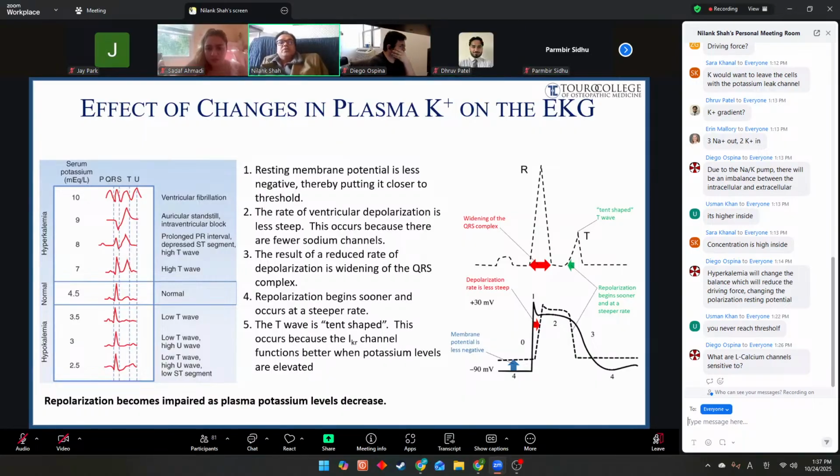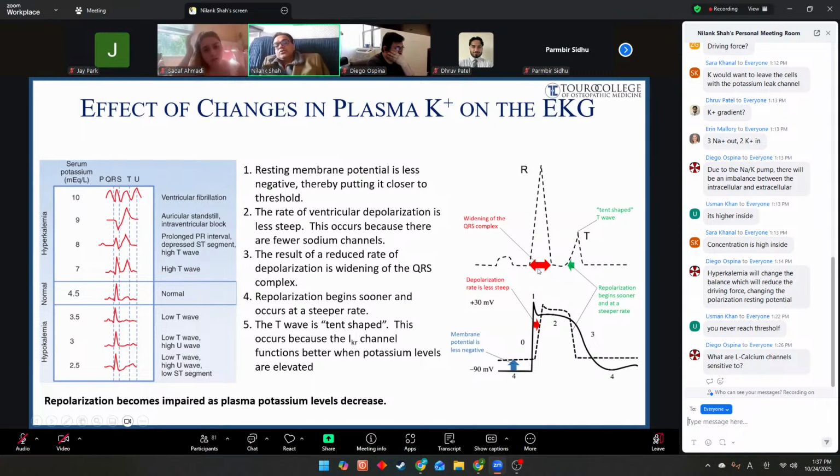It takes more time for the impulse to be conducted from the atria to the ventricle. It will prolong the PR interval, right? Because everything gets slower. Excitability is very slow now, right? So that's why the PR interval will be broader, bigger, prolonged.